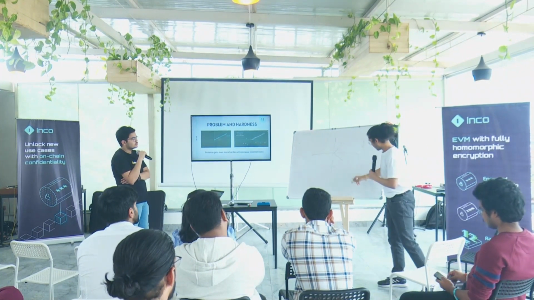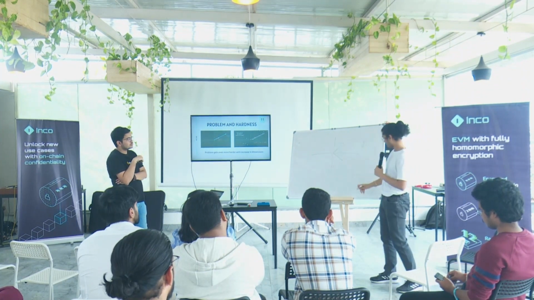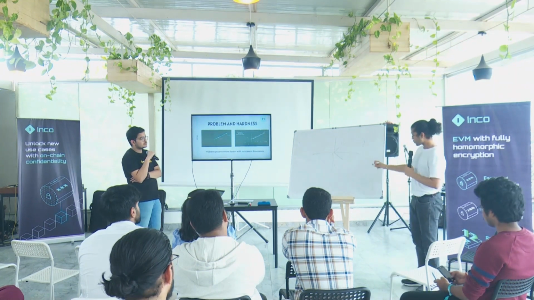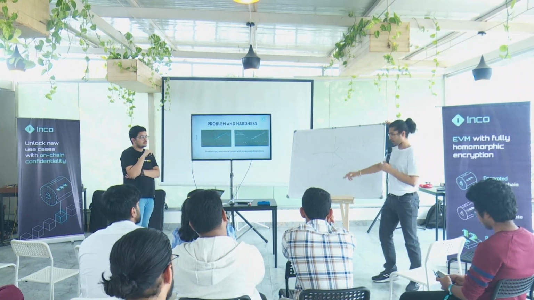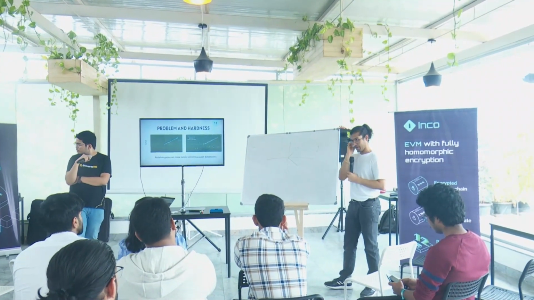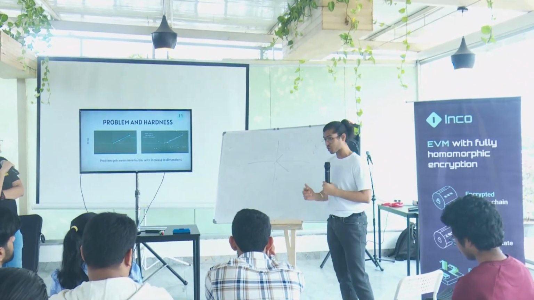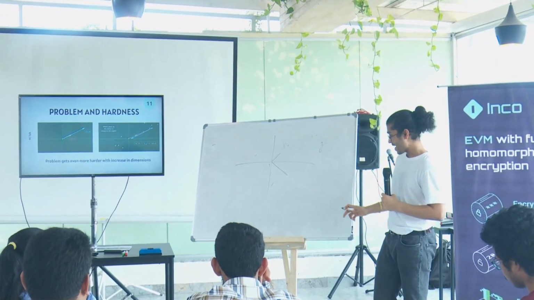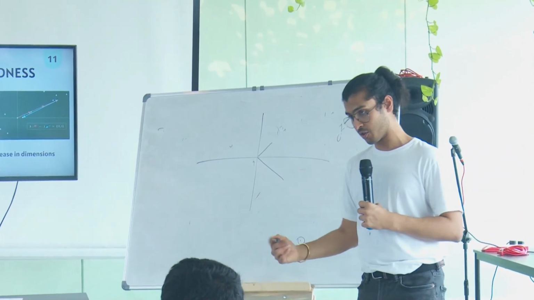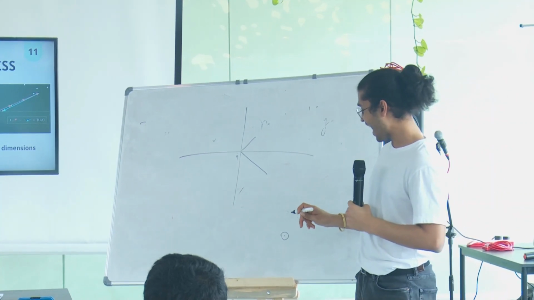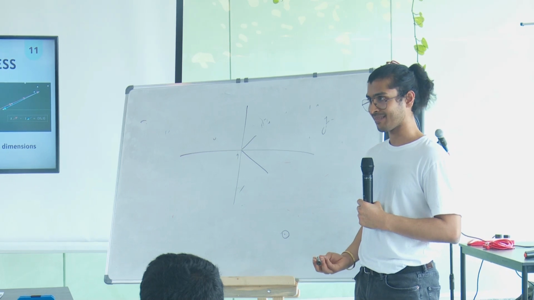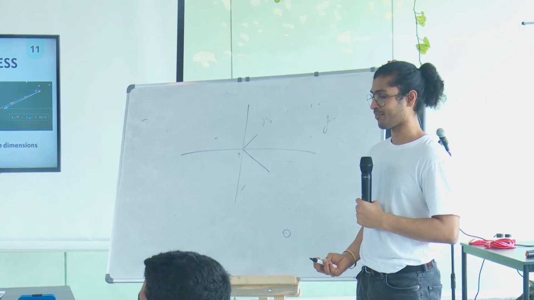Now I'll tell you that I have a point that is this. Your job is to find the closest vector that can be constructed using this basis, as close as possible to this. Right? And this is known as the shortest vector problem. And it turns out that finding this, as dimensions increase, is as hard as SIS, which is short integer solution.